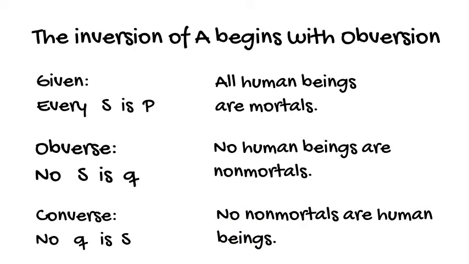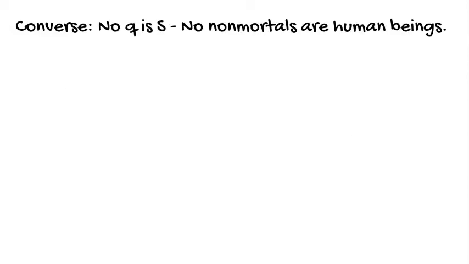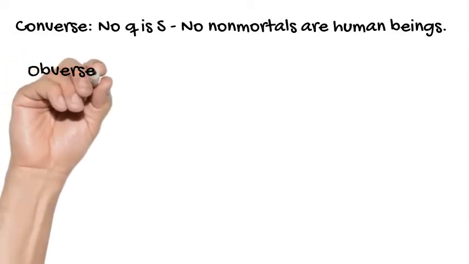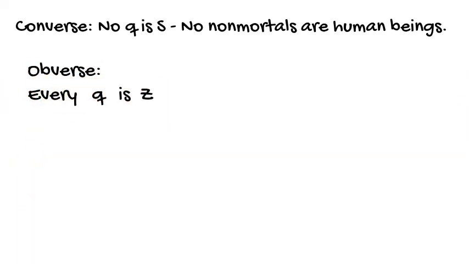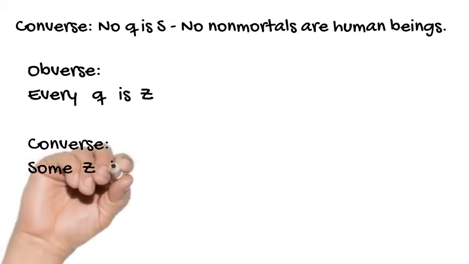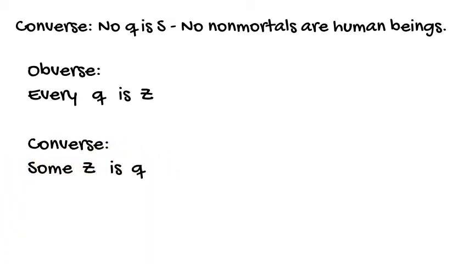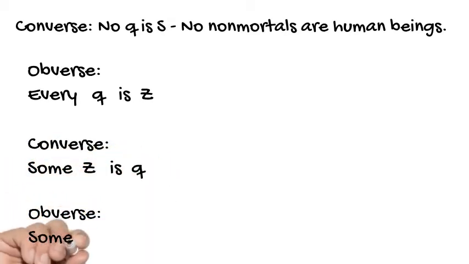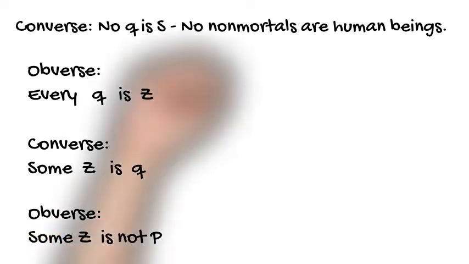In the next slide, we will obvert this converse. So we have every Q is Z, then we convert it, some Z is Q, and we obvert it, that's why we have some Z is not P.